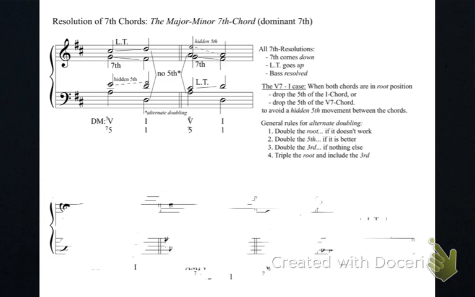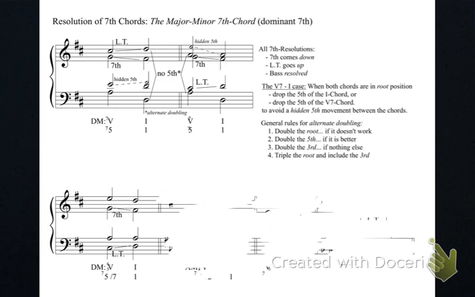So, the general rules for alternate doubling: if you use them, you double the root. If that doesn't work, you double the fifth. And if that is not nice voice leading, then you double the third. In the rarest of cases, you triple the root, but you always have to include the third. Otherwise you wouldn't have an indication of the quality of the chord and the chord itself gets lost.